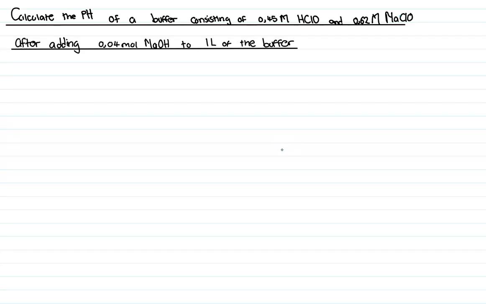So we want to calculate the pH of a buffer consisting of 0.45 molar of hypochlorous acid and 0.62 molar of sodium hypochlorite after adding 0.04 molar of sodium hydroxide to 1 liter of that buffer. So let us write the expression of our buffer solution.